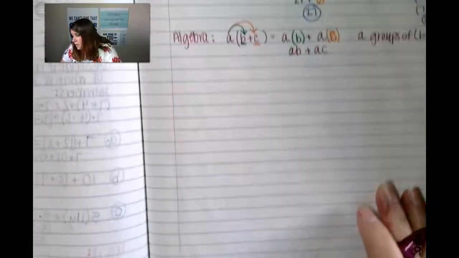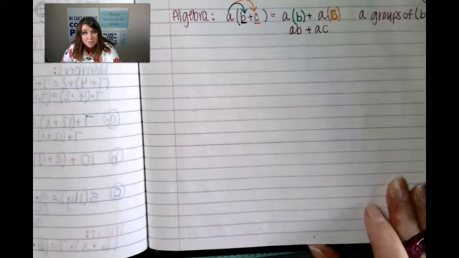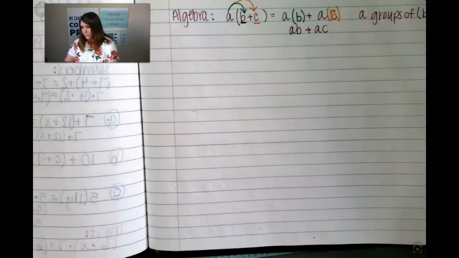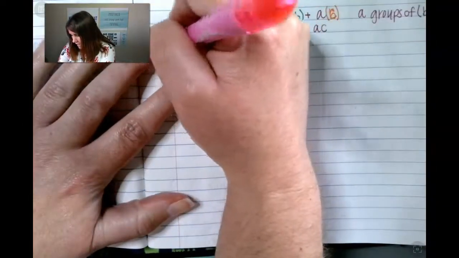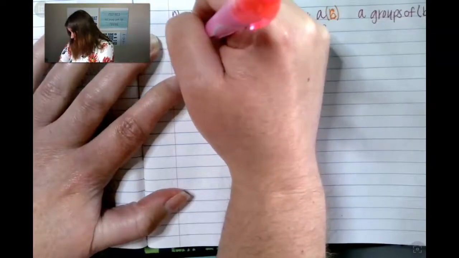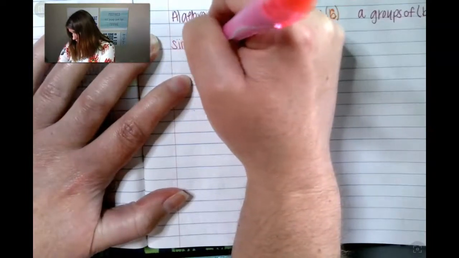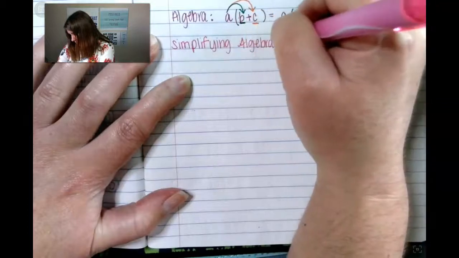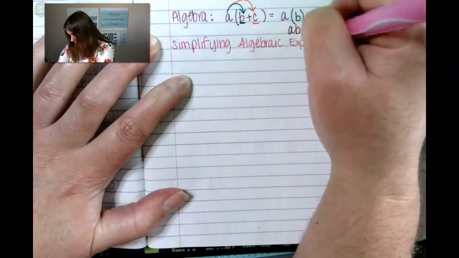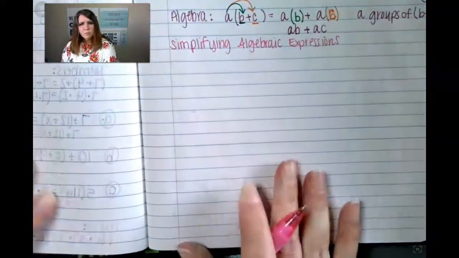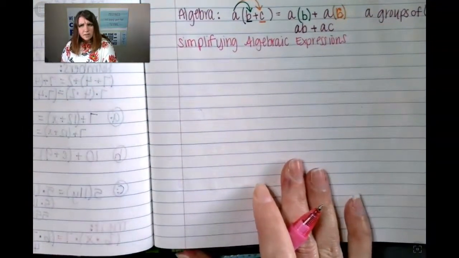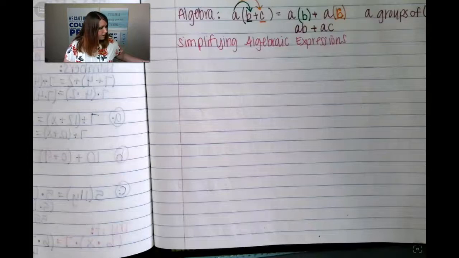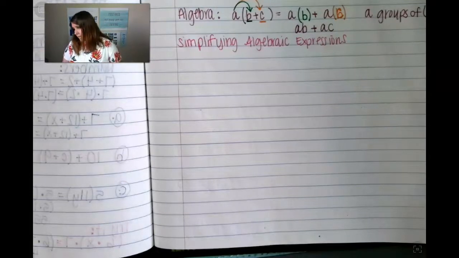Okay, let's talk about what this looks like though when we actually have some numbers working with letters. Okay, let's do some real simplifying. So let's simplify algebra. So how do we simplify algebraic expressions? Let's figure this out so we can hit our second learning target. Let's talk about the distributive model so that we can do that.